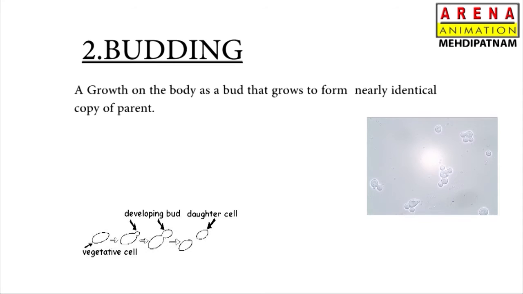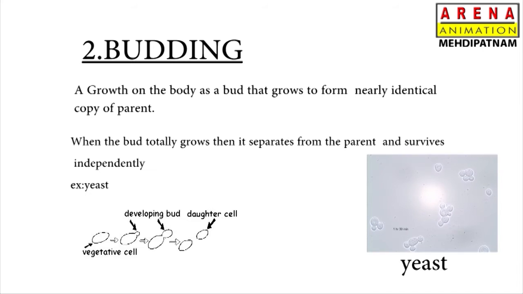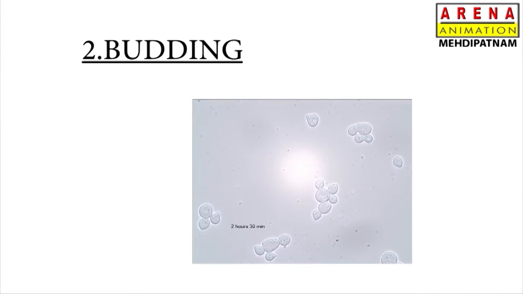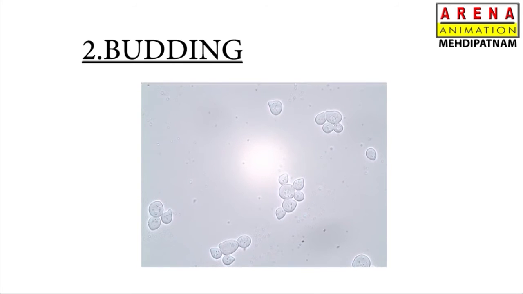Budding: a growth on the body as a bud that grows to form a nearly identical copy of the parent. When the bud has totally grown, it separates from the parent and survives independently. Example: yeast. A small projection comes out from the yeast cell, called a bud. These organisms multiply every half an hour.